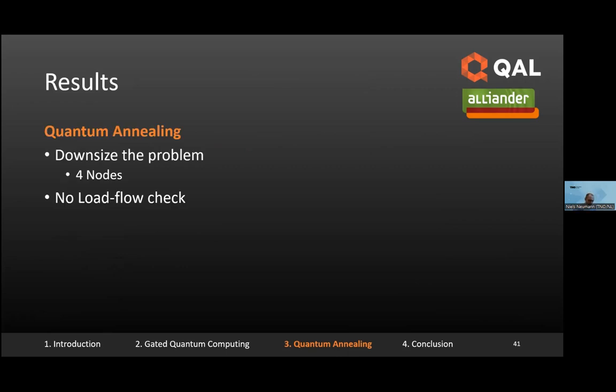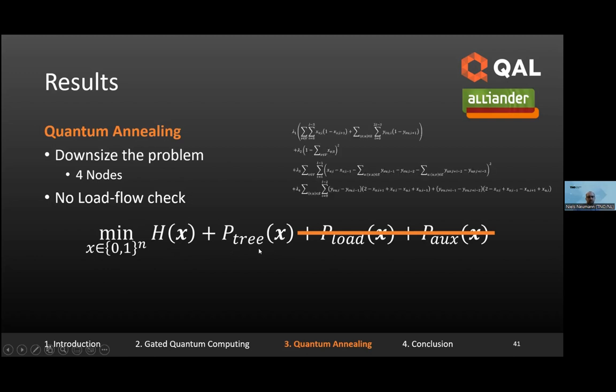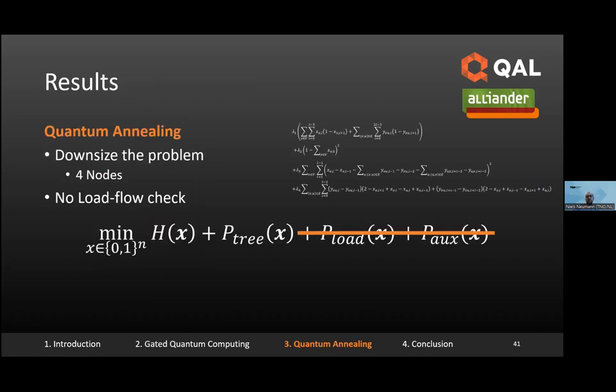So we still wanted to run the algorithm on actual hardware, and for that we downsized the problem. We only considered 4 nodes. We did not consider a load flow check. And if we do not consider a load flow check, then we don't have the penalty term for the load flow check, and we don't have the penalty term that links the two together. So we actually only have this H in this P3 term. And then the formulation becomes much simpler.